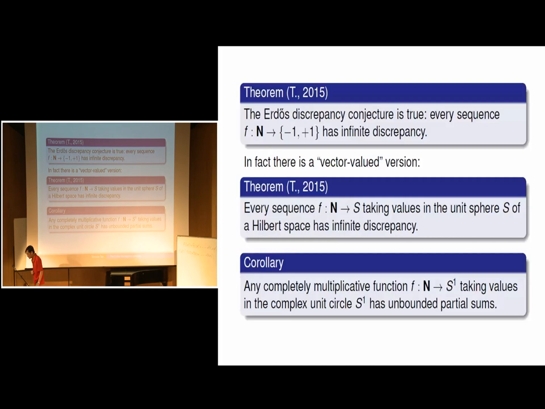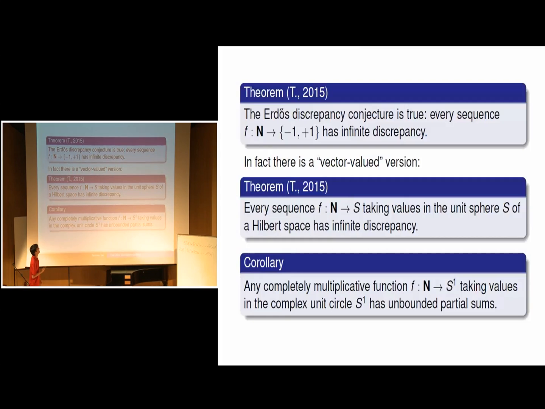In fact, I proved a slightly stronger statement. It doesn't have to be plus ones and minus ones. Any sequence which takes values in the unit circle of complex numbers, or more generally in the unit sphere of any Hilbert space, will have unbounded discrepancy. This actually turns out to be the more natural formulation of the problem. It's less combinatorial, but somehow it turns out to be more natural. A corollary of that is that any completely multiplicative function which takes values in the unit circle will have unbounded partial sums.